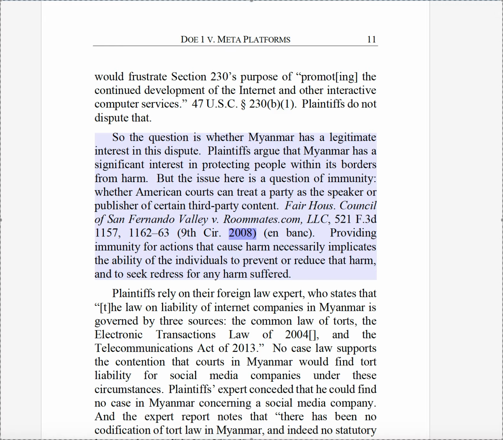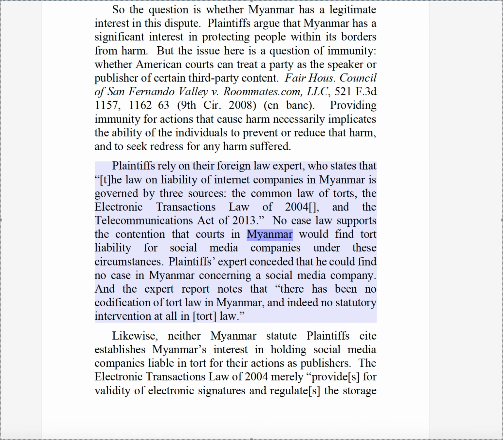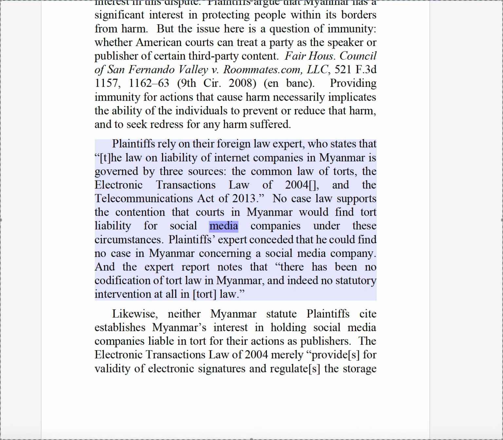1162-63, 9th Cir. 2008 (en banc). Providing immunity for actions that cause harm necessarily implicates the ability of individuals to prevent or reduce that harm, and to seek redress for any harm suffered. Plaintiffs rely on their foreign law expert, who states that the law on liability of Internet companies in Myanmar is governed by three sources: the Common Law of Torts, the Electronic Transactions Law of 2004, and the Telecommunications Act of 2013.